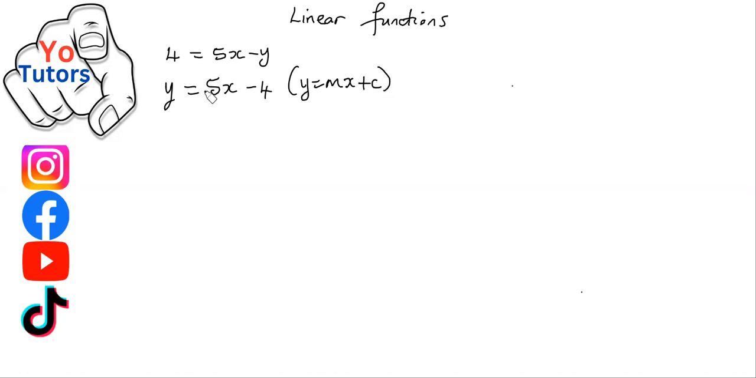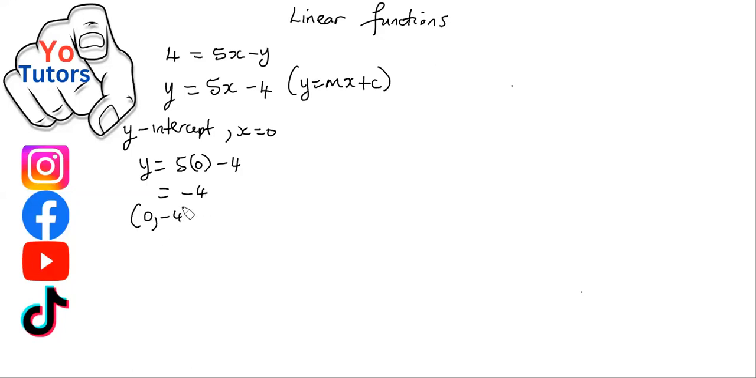Then from there, we need to find the intercepts where the graph is cutting the x and y axis. So for the y-intercept, x must be equal to 0. So here, if we put it in, it's going to be 5 times 0, then we have 0 minus 4. So our y-intercept is negative 4. So we know that this is going to be (0, negative 4).